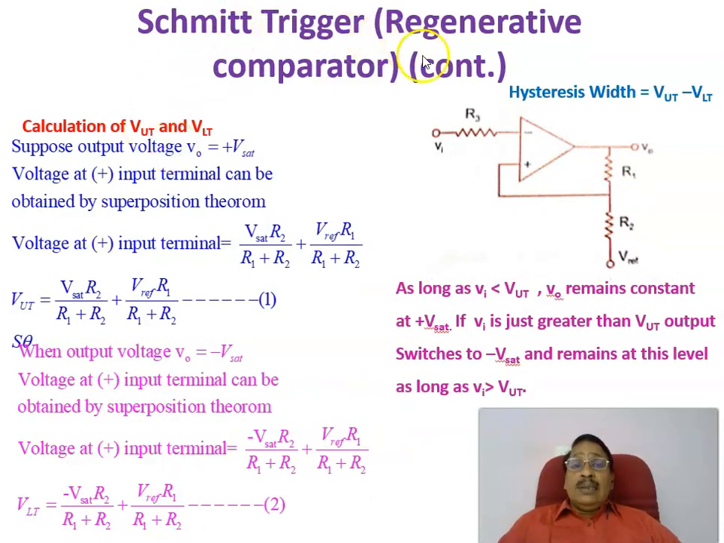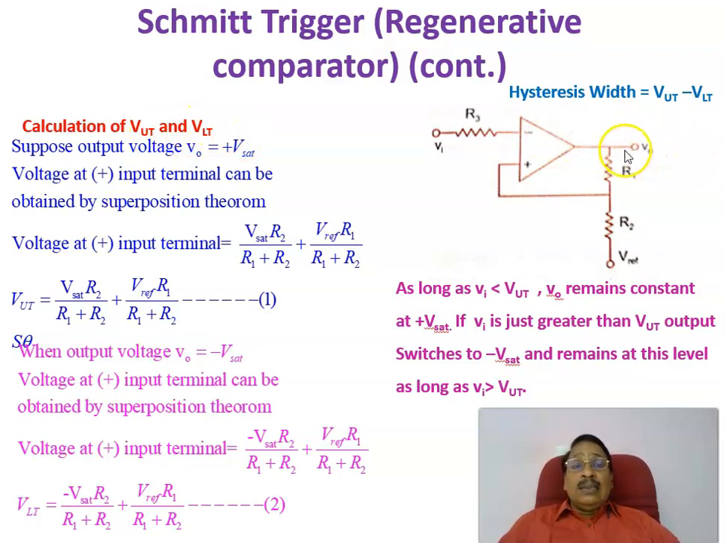Continuing the Schmitt Trigger operation, as I already told you, there are two voltage limits, the upper threshold voltage and the lower threshold voltage, and the difference between them we call the hysteresis width. Now you have to calculate and design VUT and VLT. Based on that, you have to find the values of R1, R2, etc. Therefore, you have to calculate the upper threshold voltage and the lower threshold voltage.